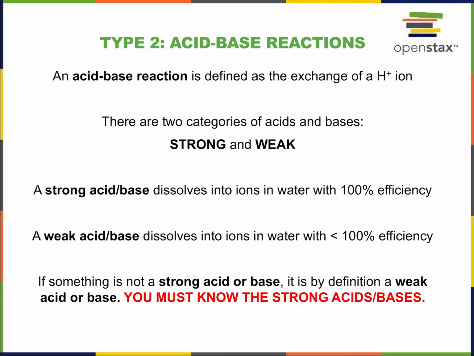There are two categories of acids and bases based on their relative strengths. A strong acid and base will ionize 100% in solution, while a weak acid and base will ionize less than 100% in solution. There is a short list of strong acids and bases, so if it's not a strong acid or base, then it must be a weak acid or base.